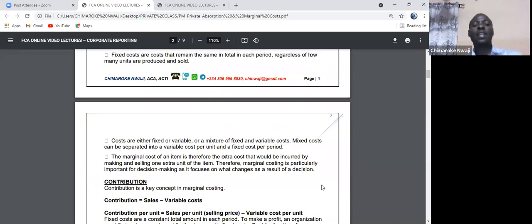Now, costs are either fixed or variable. And there could be a mixture of fixed and variable costs. So some costs could be mixed, some costs could be fixed, some could be variable. Now, when they are mixed, it's important that you separate this mixed cost and bring out the variable cost element from the fixed cost element so that you can separate them into variable and fixed.